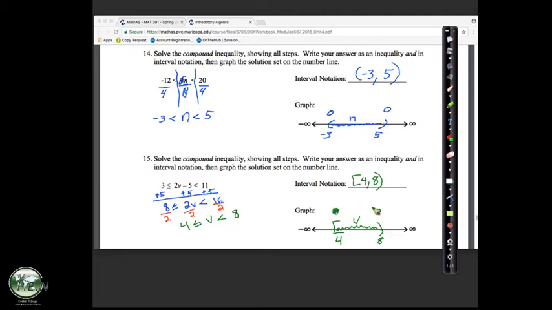Question. I missed the part with the bracket. The bracket is because on this left side we have less than or equal to. Whenever we have that equal to part, then we use a bracket. When we don't have it, we use the parentheses. Good.